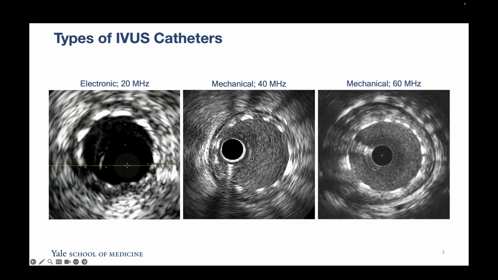So the catheter influences the quality of image that we have, and depending on what the goal for the case is, we should be mindful of which catheter we are using. At Yale, we're doing the electronic with 20 megahertz, and we are doing the mechanical catheters with 60 megahertz. We have the option of using the Refinity catheter, which is also mechanical, and it gives us 45 megahertz, which is pretty close to this one.